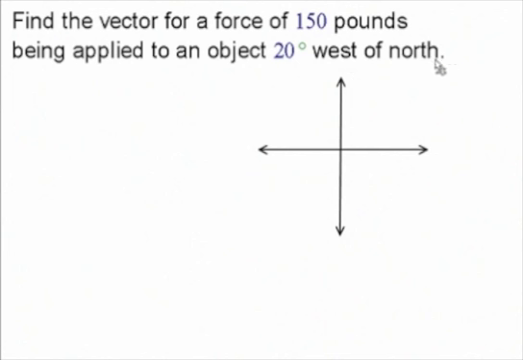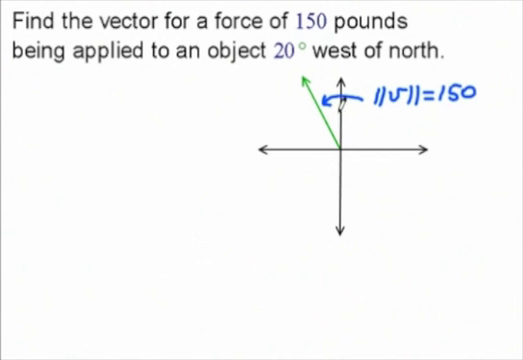20 degrees west of north, well, north is going this way, west is going off to the left. So if you're 20 degrees west of north, you're kind of leaning into that direction. So our vector looks something like that. And what we know about this vector is we know that the magnitude of it, let's call it V, is 150 pounds. So we'll just call the magnitude of V 150.